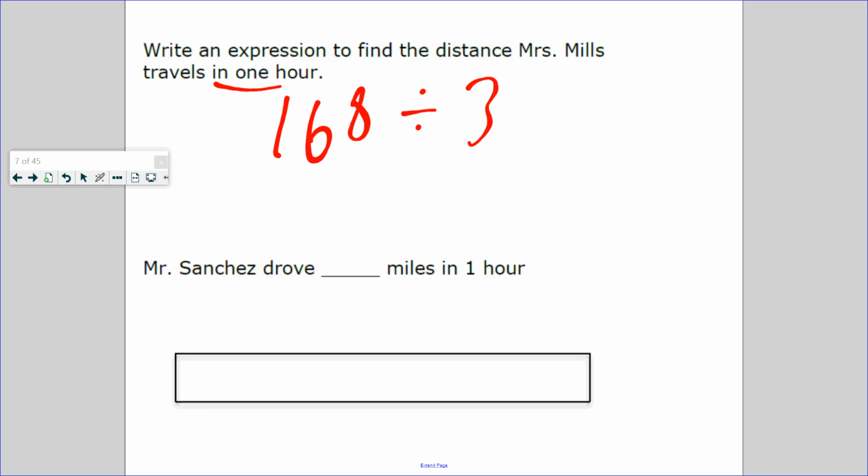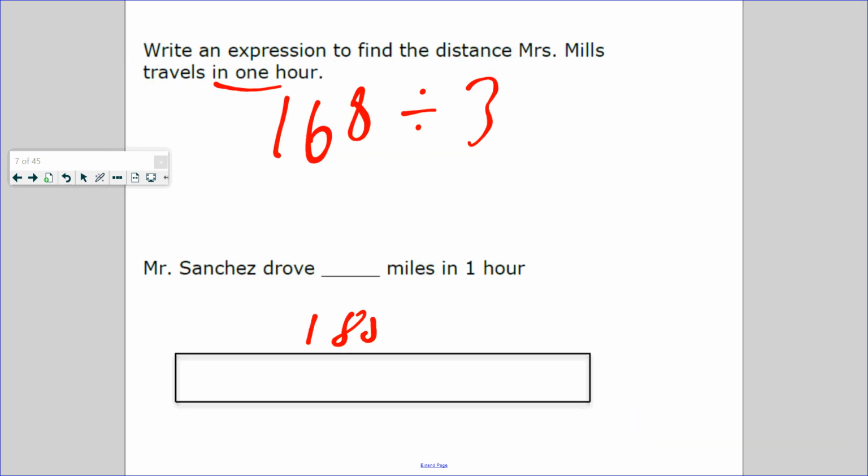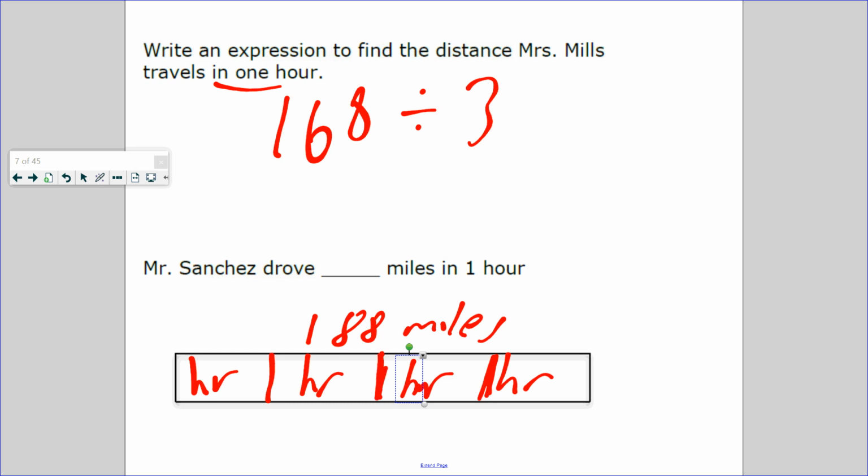Mr. Sanchez drove blank miles in 1 hour. So where's Mr. Sanchez? He drove 188 miles. It took him 4 hours. So let's split this into 4 hours. This represents an hour, this represents an hour, this represents an hour, and this represents an hour. How many miles go in each hour? As you notice, the size of each one is the same. So we need to break 188 into 4 sections so we can find out each hour.